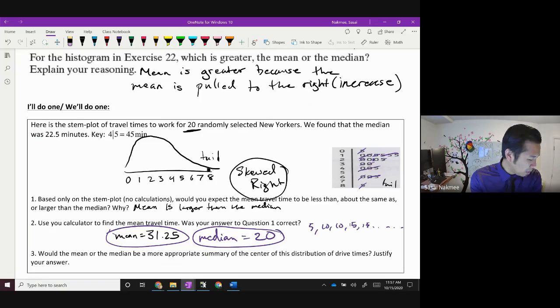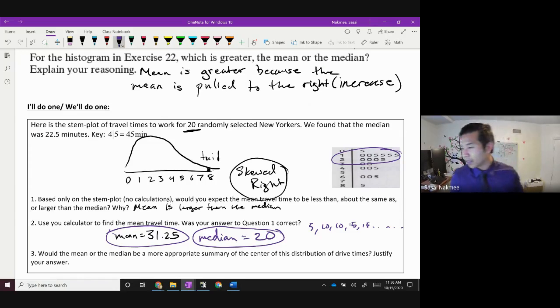Would the mean or the median be a more appropriate summary for the center of the distribution of the drive time? Looking at this data, does 31.25 look like a better representation of this data, or does the 20 look like a good representation? I'm going to leave it for you to answer before you submit your notes. This is the last part of 3.2, and I'm going to leave you to answer part 3 right there with your own words.